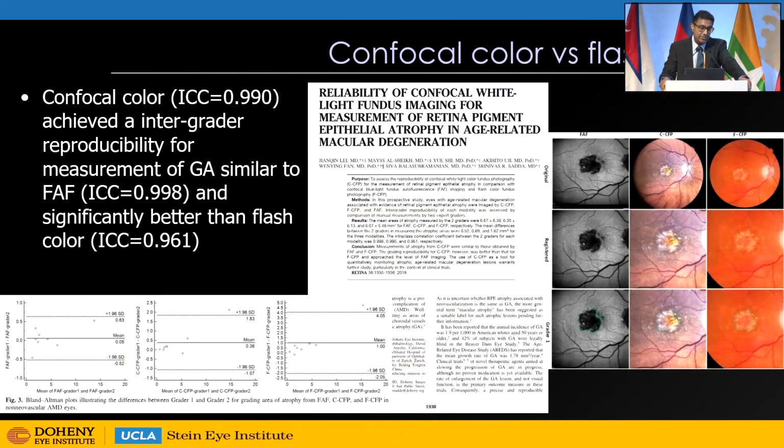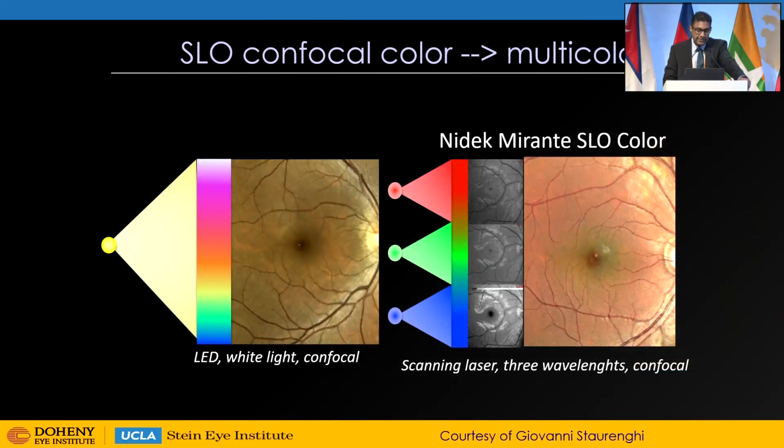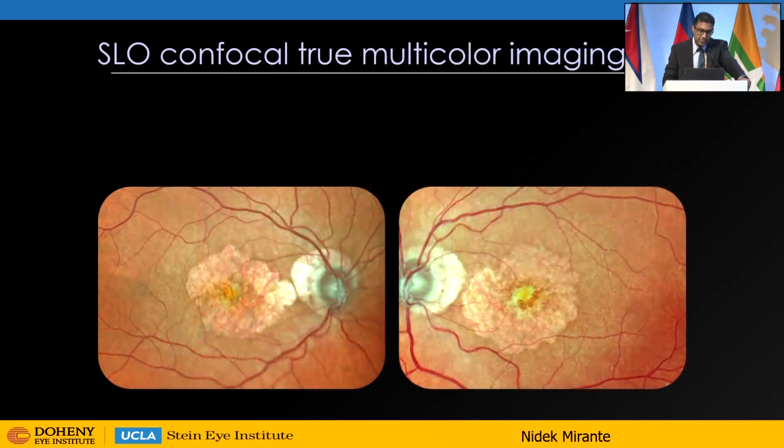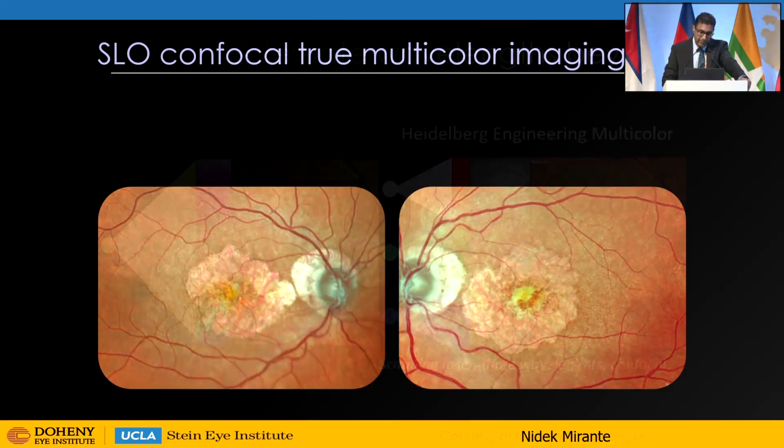We have shown that with confocal imaging, we can improve the contrast for identifying the borders of atrophy and actually achieve reproducibility amongst human graders, at least, comparable to fundus autofluorescence. Of course, you can use white light through a confocal aperture, but you can also use different component wavelengths of the spectrum to acquire this kind of imaging. And again, this kind of confocal multicolor imaging can do very well for rendering atrophy.